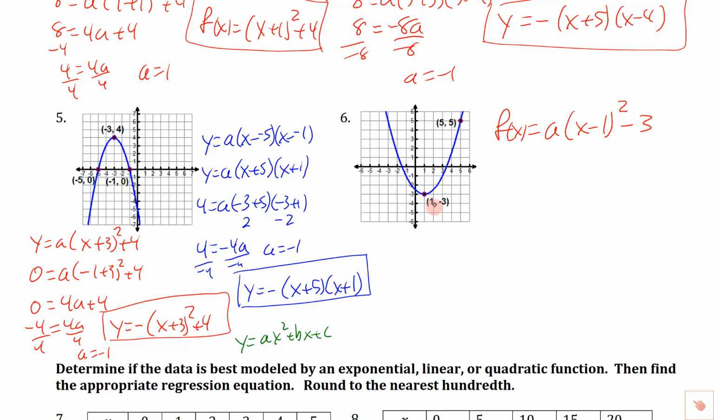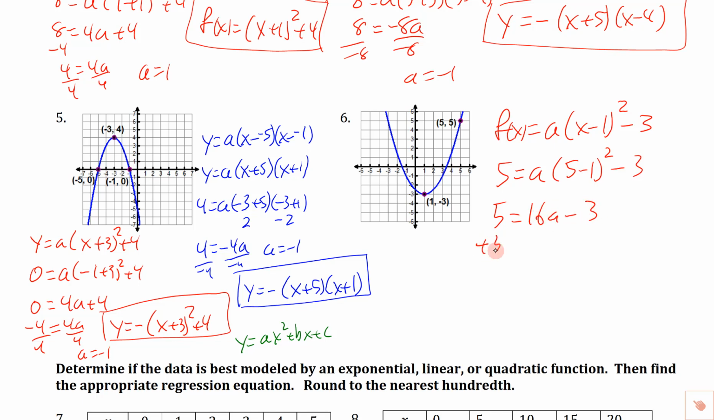Remember, this is the opposite when we plug it in with the x, and this is the same. So we get a 5 out when we plug in a 5, so this is going to be 5 equals a times 5 minus 1 quantity squared minus 3. Let's see, 5 minus 1 is 4, square that, so this is going to be 16a minus 3.